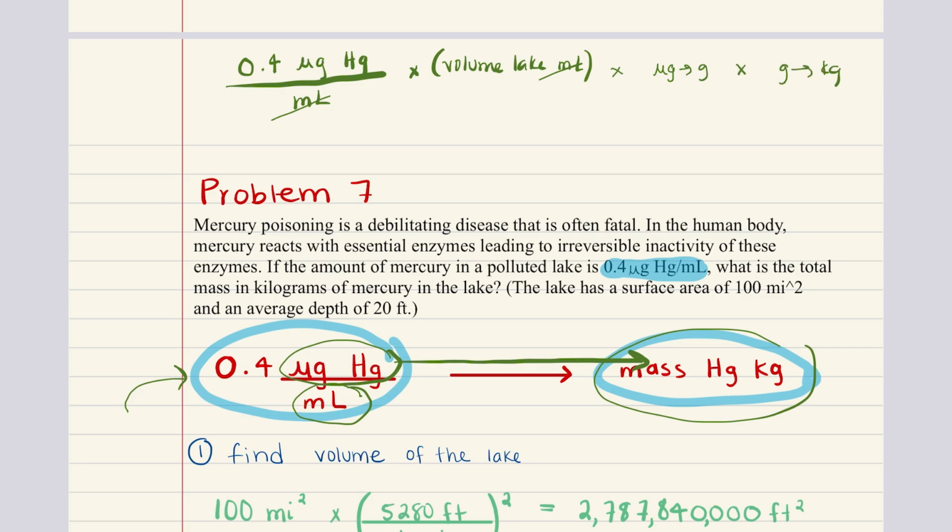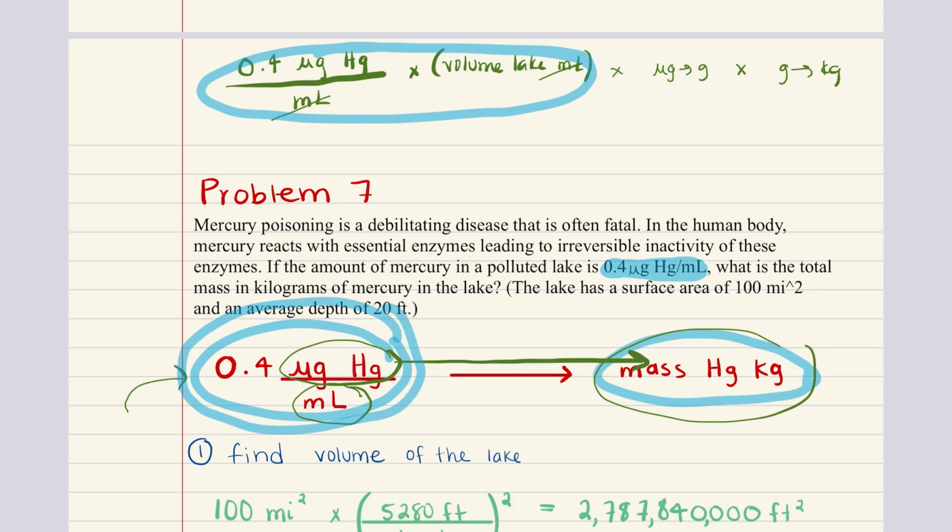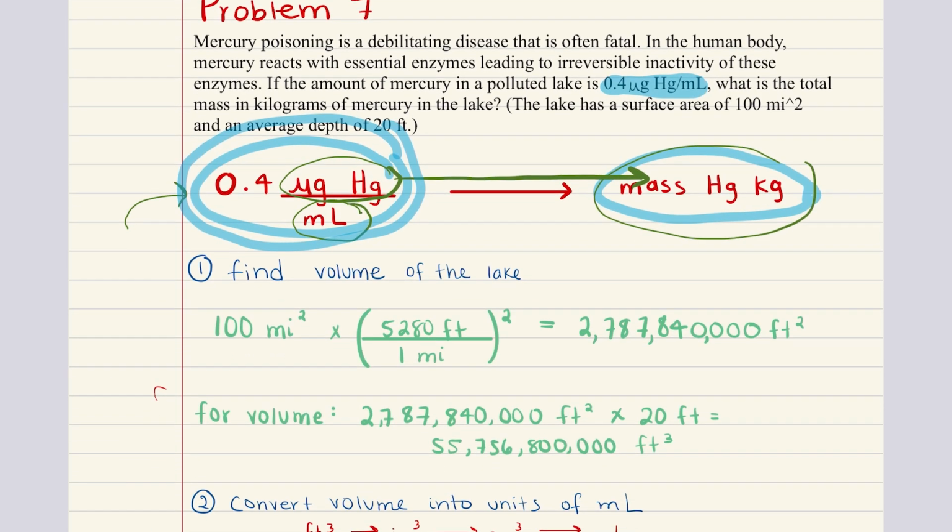All right, so first and foremost, we want to get the mass of the mercury. And to find the total amount of mercury, we're going to have to multiply our starting value of concentration by the volume of the lake. Now, you might be wondering, how are we going to find the volume of the lake? That's our first step. Well, we're given some good information. We're given the surface area and the depth. Now, if you remember, volume is just length times width times height. We are given the depth. You can think of that like the height. That's 20 feet.